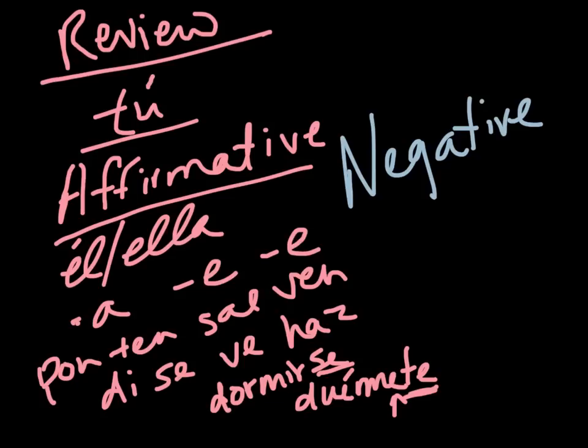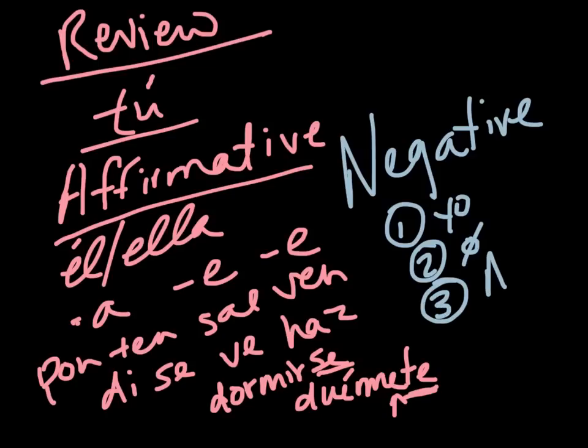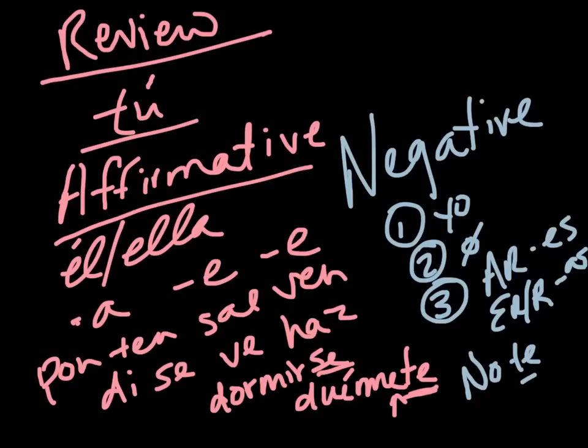Negative commands, of course, we have the 3-step process. So yo form in present tense, drop the O, and then put the opposite ending. So ARs go to ES, ERs and IRs go to AS. Okay? So, duérmete in negative form would be no te. In negative commands, the verb or the pronoun goes in front. And dormir in yo form is duermo. We drop the O, and since it's an IR verb, we add AS. No te duermas. Okay, so those are our informal commands, or our tú commands.